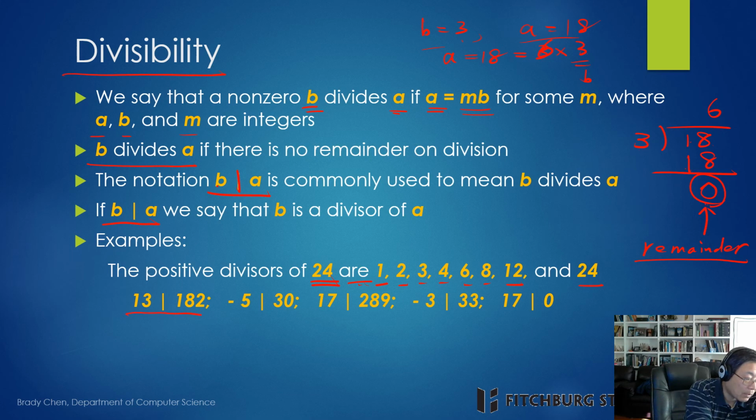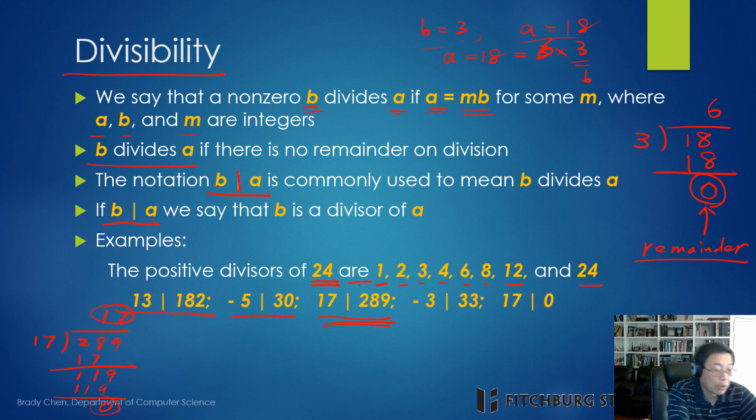Here are some more examples. 13 divides 182, minus 5 divides 30, 17 divides 289. Let's check this one, since it's not trivial. We do the division of 289 by 17. We put 1 here, 1 times 17, and then 28 minus 17 is 11, bring down the 9 to get 119. We can put 7, 7 times 17 is 119, and that's 0. So 289 divided by 17 has quotient 17 and remainder 0.